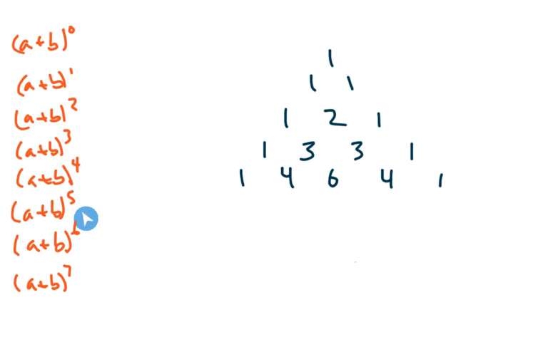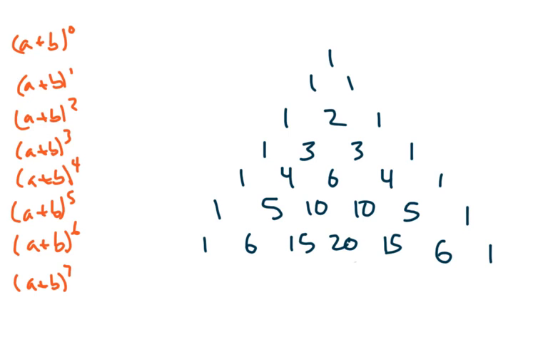So let's figure out the coefficients for (a + b) to the 5th power. Well, the outermost ones are going to be a 1 here and a 1 here. You'll also see that these add up to get you 5. These add up to get 10, 10, and 5. Try to do the next two rows. 3, 2, 1. We should have got this and this.